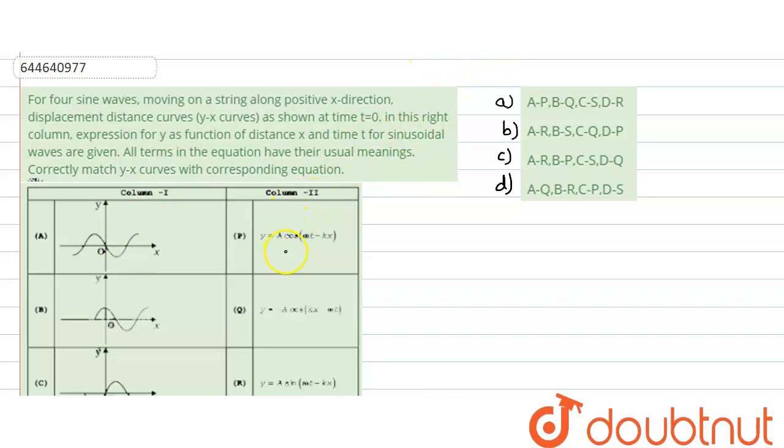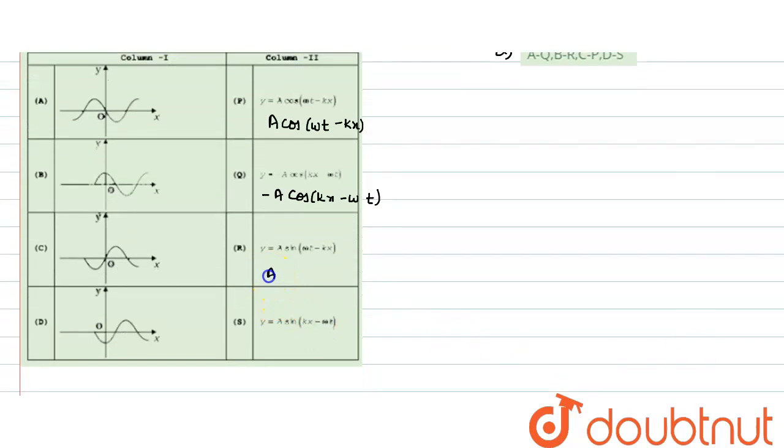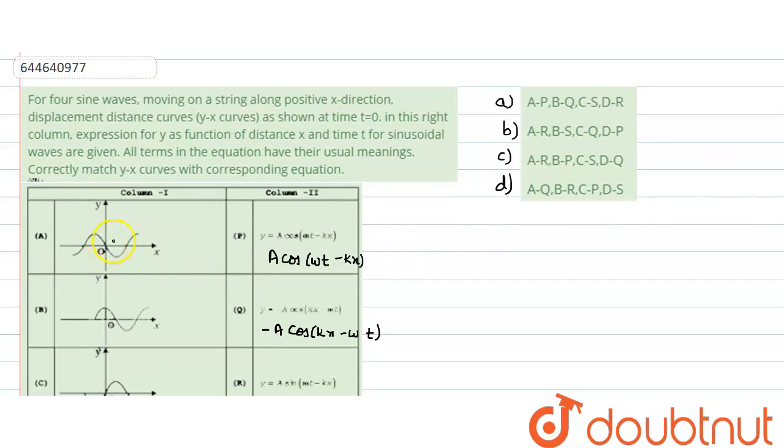Okay, so there are things which we can just rewrite. So here y is given as a cos(omega t minus kx), and here it is minus a cos(kx minus omega t). Now in the C option, it is given as a sin(omega t minus kx), and in the D option it is given as a sin(kx minus omega t). Now what we need to do, because these instances are given for t equals to 0, so these equations should satisfy the t equals to 0 condition.